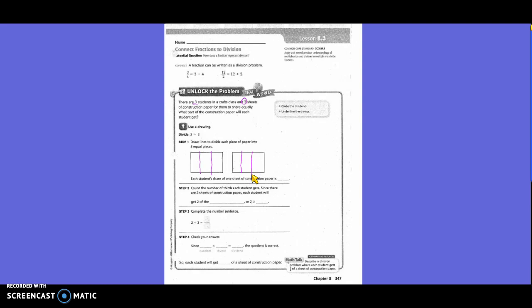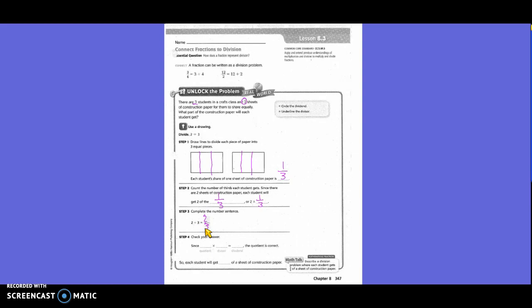So each student share of 1 sheet of construction paper is 1/3, right? Count the number of thirds each student gets. Since there are 2 sheets of construction paper, each student will get 2 of the 1/3, right? Or 2 times 1/3, which equals what? 2/3. So 2 divided by 3 is 2/3.